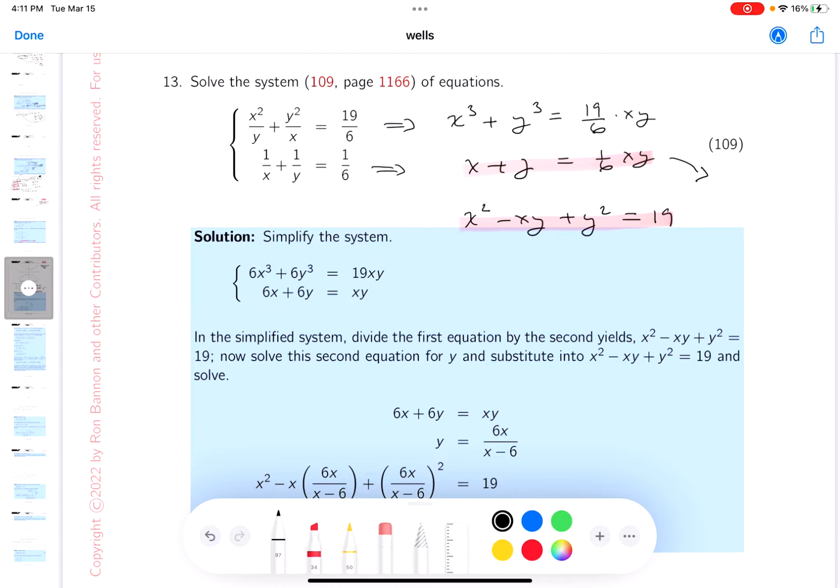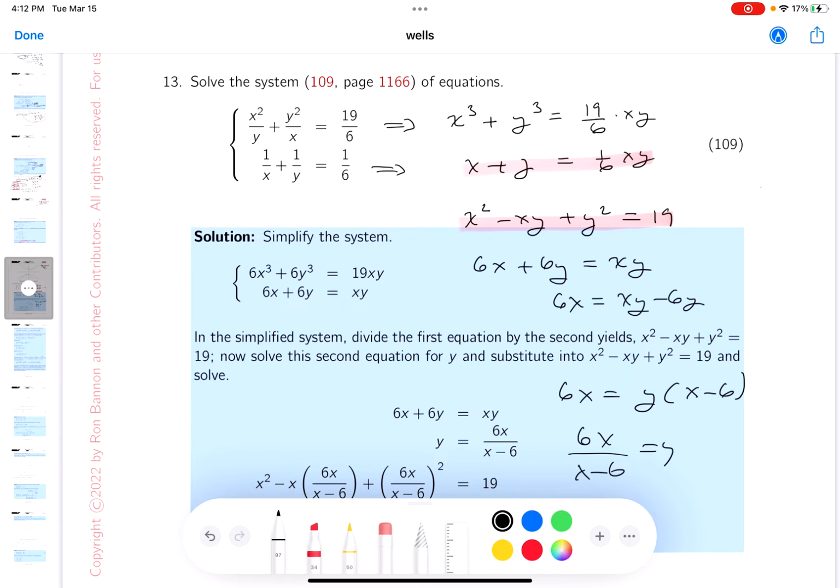And what do you get there? I got to be careful there. It's x plus y equals, and you know what I'm going to do first? I'm going to multiply both sides by 6. Just makes it a little bit easier for me. So it's going to be 6x plus 6y equals xy. And then I'm going to try to solve for y, right? So xy minus 6y is 6x. 6x is equal to y times x minus 6. And you get 6x over x minus 6 is equal to y.